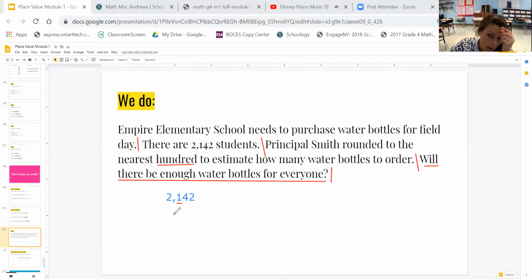All right, so I'm going to do the standard algorithm first, and then I'll show you the vertical number line. First, I underlined my hundreds place because that's what we're rounding to. We look to our right, 0 to 4, stay on the floor, which means the number I underlined is going to stay. It's not going to change. It's going to round down. All the other numbers behind it become big, fat zeros. The number in front stays the same. So it's approximately 2,100 water bottles.